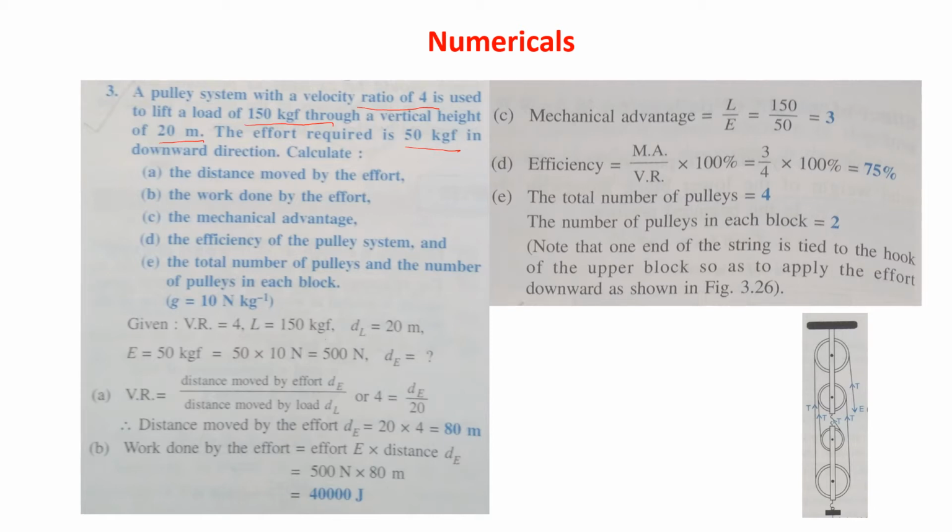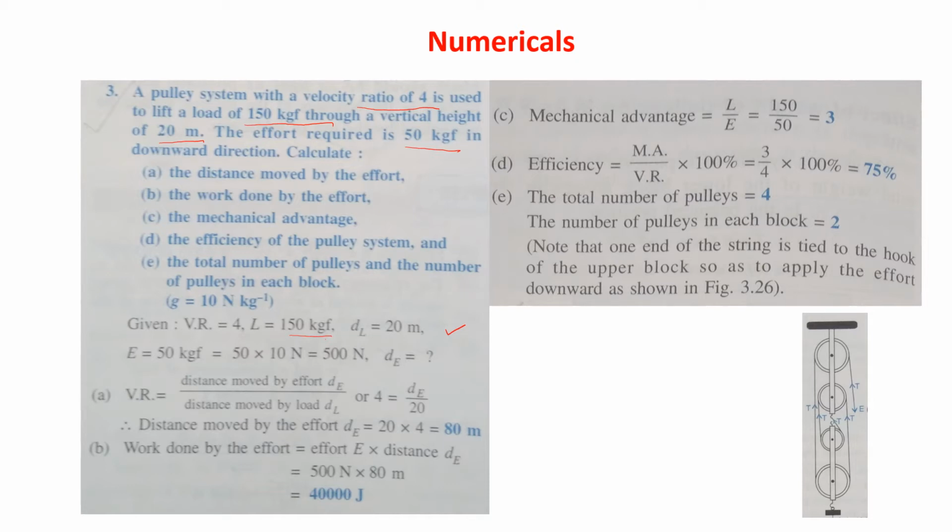L is equal to 150 kgf. DL is equal to 20 meter. E is equal to 50 kgf. Now kgf is given, so you can change it to Newton. 50 into 10 Newton is equal to 500 Newton. This also you can change afterwards. And then DE is equal to question mark.